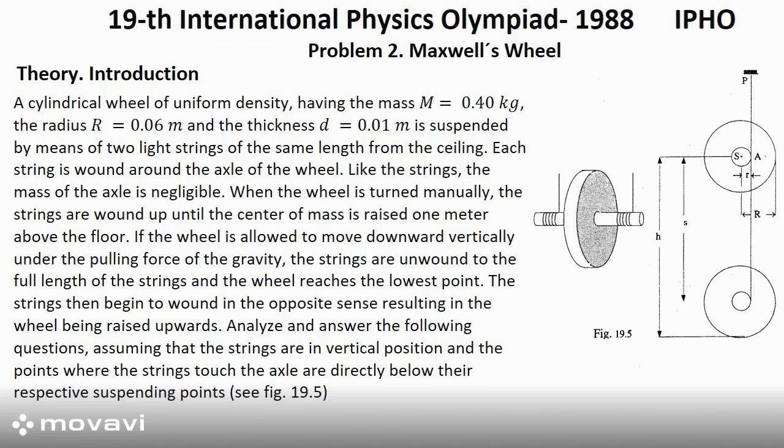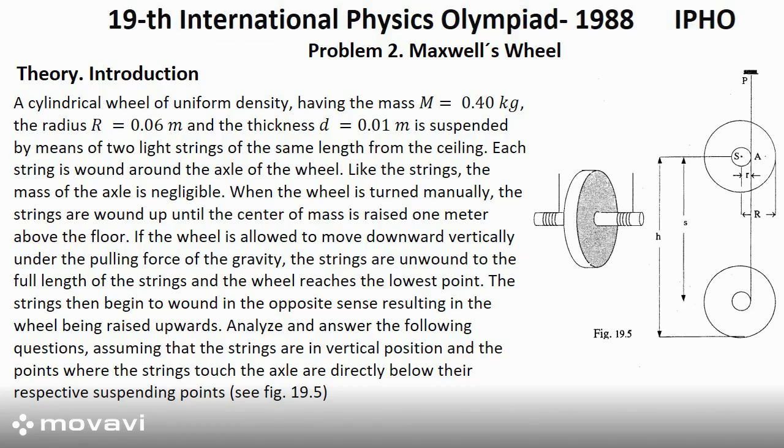Introduction. A cylindrical wheel of uniform density, having the mass m equals 0.4 kg, the radius r equals 0.06 meters, and the thickness d equals 0.01 meter, is suspended by means of two light strings of the same length from the ceiling. Each string is wound around the axle of the wheel. Like the strings, the mass of the axle is negligible.